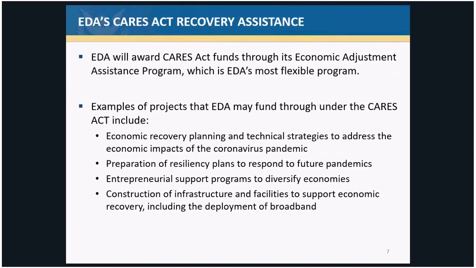So EDA will award all of its CARES Act funding through EDA's Economic Adjustment Assistance Program, and that's EDA's most flexible program. Examples of projects that EDA may fund through the CARES Act include economic recovery planning and technical strategies to address the impacts of a pandemic, preparation of resiliency plans to respond to future pandemics, entrepreneurial support programs to diversify economies, construction of infrastructure and facilities to support economic recovery, including the deployment of broadband. And that's just a list of examples. There are other projects that would be eligible as well. The key is that they have to tie to response and resiliency related to the coronavirus pandemic or future pandemics.